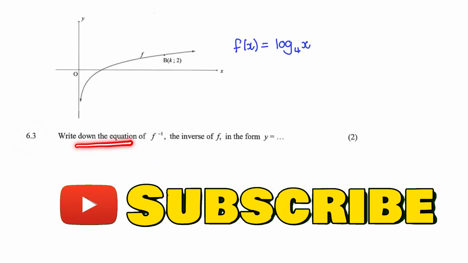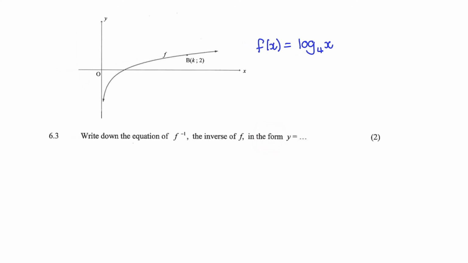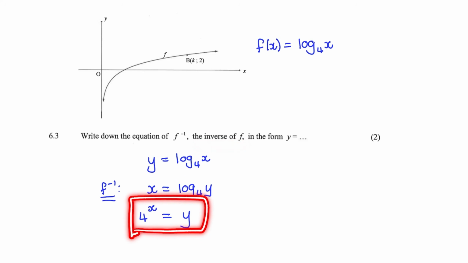6.3. Write down the equation of f⁻¹, the inverse of f, in the form y equal to. So in order to find the inverse function, I'll replace f(x) with y. Then for the inverse function, I simply need to swap the positions of x and y, and then solve for y in terms of x. So how I remove the log is I take the base of the log and make it the base of my exponent. So y would be equal to 4 to the power of x. So the inverse function of f is y equal to 4 to the power of x.